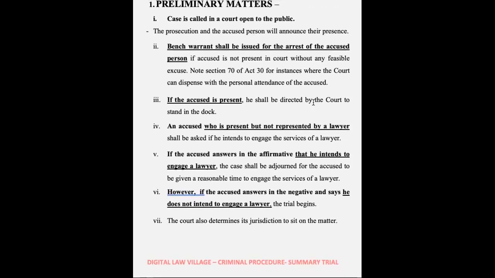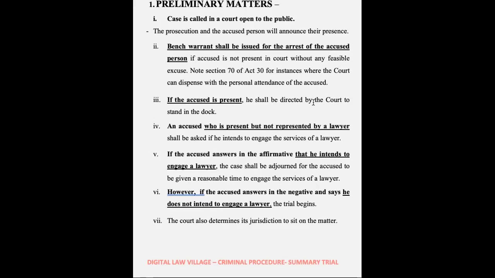So at the preliminary stage, this is what we deal with. The case is called in open court, Republic versus Quincy Mensah. The prosecution will announce their presence: My Lord, DSP so-and-so for the prosecution. The accused person and his lawyers in court will also announce their presence, and we find out whether the accused is in court. If the accused is absent, we shall issue a bench warrant for the arrest of the accused person, unless the personal attendance of the accused has been dispensed with under Section 70 of Act 30.